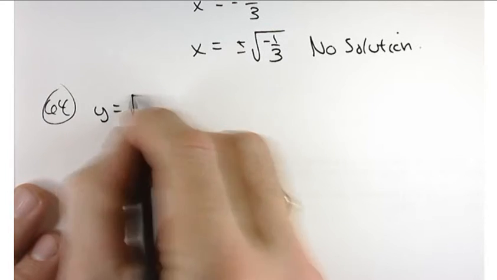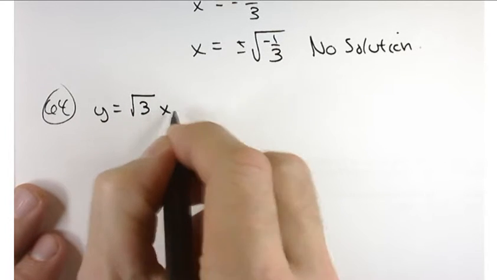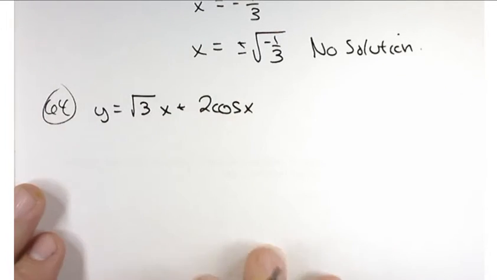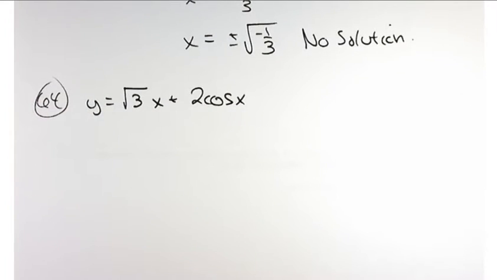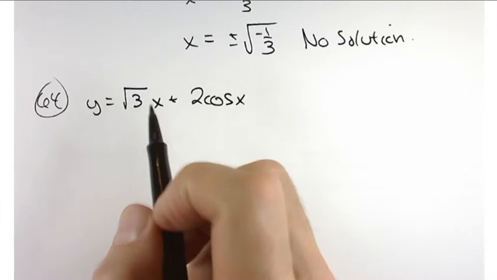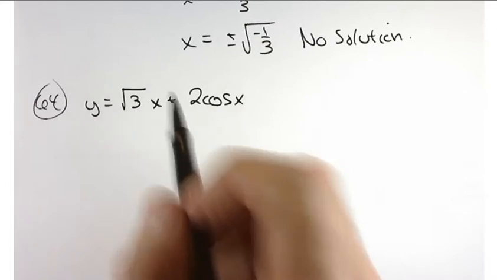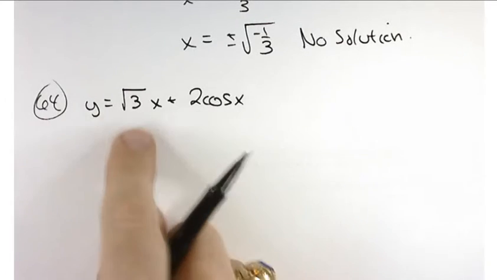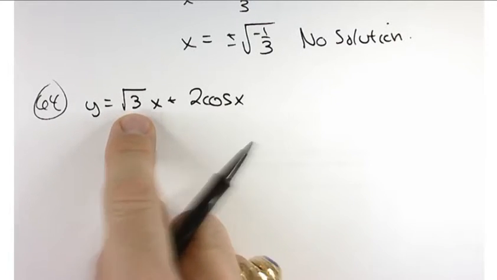Let's start problem number 64. y equals the square root of 3 times x plus 2 cosine of x. We're going to play the same game. We want to find out where this has a horizontal tangent. Now it's important to notice and realize that that x is not under the radical. It's the square root of 3 times x. It's not the square root of 3x. So I don't need to rewrite the square root of 3 when I differentiate this.